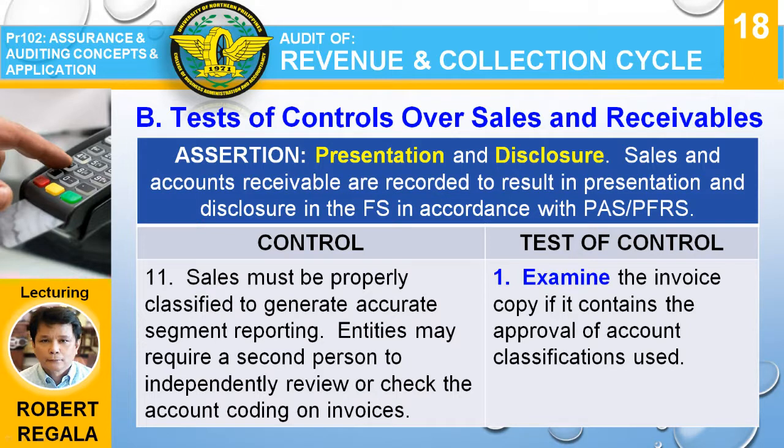Entities may require a second person to independently review or check the account coding on invoices. To test this control, the auditor should examine the invoice copy if it contains the approval of account classifications used. In case the accounts used are integrated into an AIS, the auditor should examine the documents that contain the authorization for the use and approval for the update of the parameter table in the system. This slide ends our discussion of the test of controls.